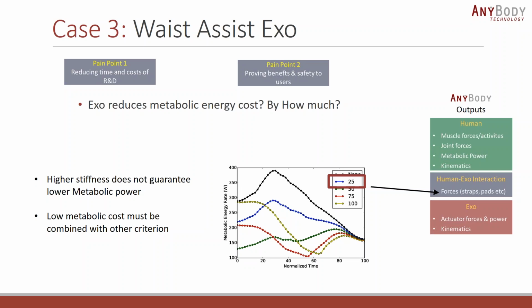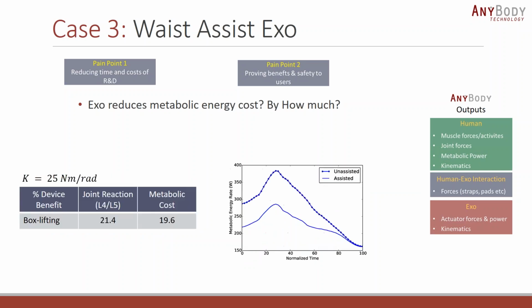So what this tells us is that we cannot always blindly throw an optimization at every problem. Sometimes it takes parameter studies such as this one, because the metabolic cost had to be combined with another criterion in this case, which was the human-exoskeleton forces.